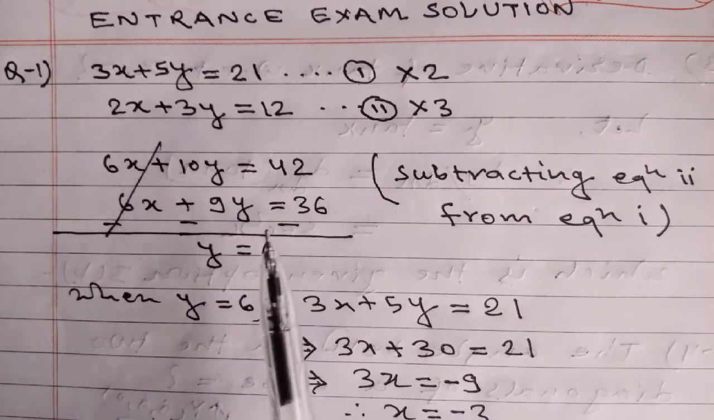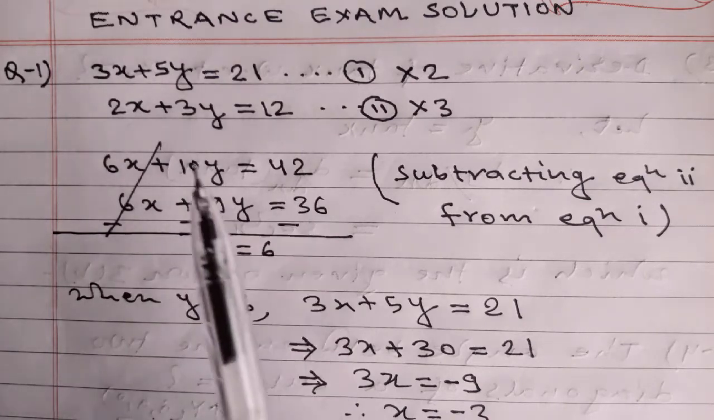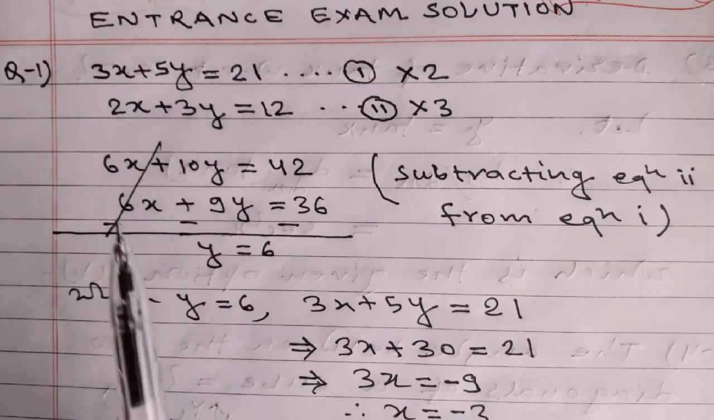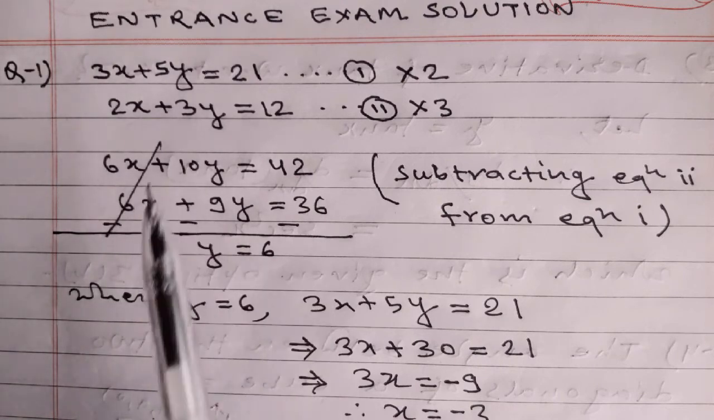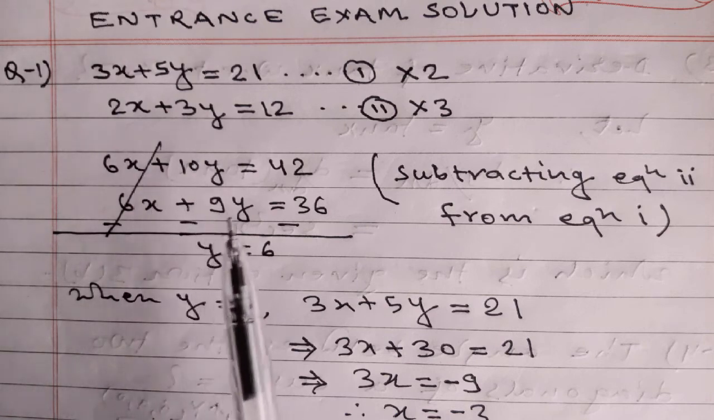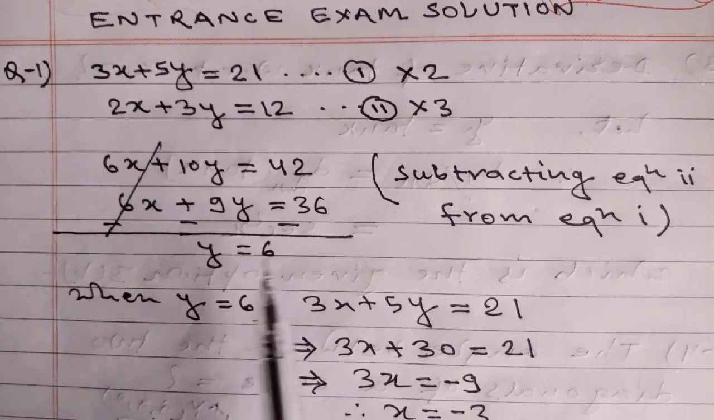So according to the rule of the addition and subtraction, or we can say the elimination method, we have to change the sign of the second equation. So plus is changed into minus. Now plus 6x and minus 6x cancel because they are equal and of opposite sign. 10y minus 9y is equal to y. 42 minus 36, we get 6. The value of y we have got is 6.